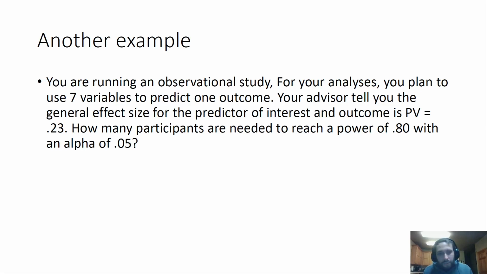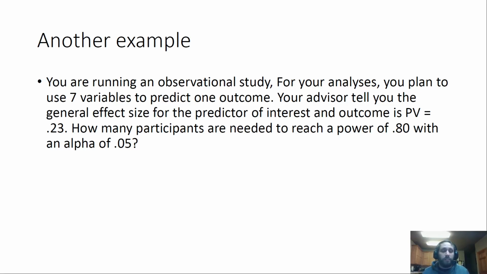So you're running an observational study, and for your analysis, you plan to use 7 variables to predict an outcome. So remember, this is observational. We're not talking about groups. We're using predictor variables. Your advisor tells you that the general effect size for the predictors of interest and the outcome is PV equals 0.23. So we've got to ask ourselves again, how many participants are needed to reach a power of 0.80 with an alpha value of 0.05?